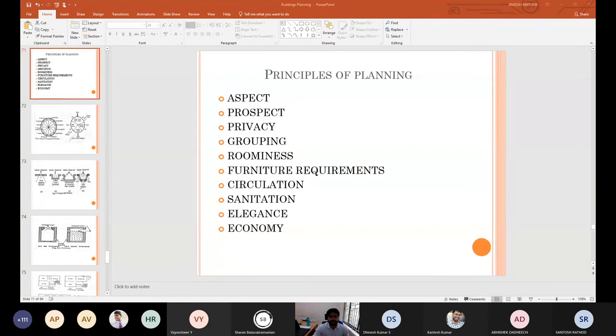And the seventh one is circulation. That is another building planning principle. Have you heard about circulation? What do you mean by circulation? Circulation. Walking area. Yeah, it's related to walking only.